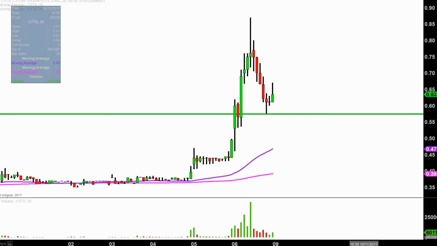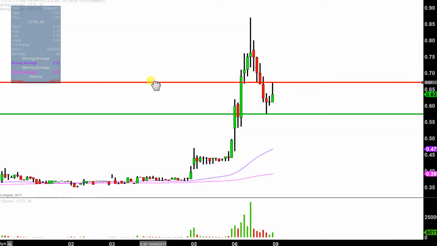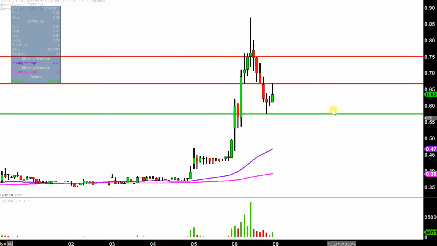What about areas of resistance? Initial area of resistance going into next week is going to be right here at the 67 cent mark. And then after 67 cents, next key level up there at 75. So 67, 75, two battlegrounds going into next week.